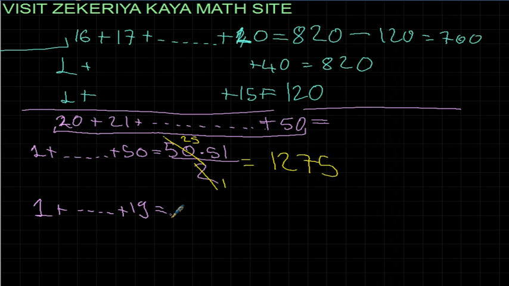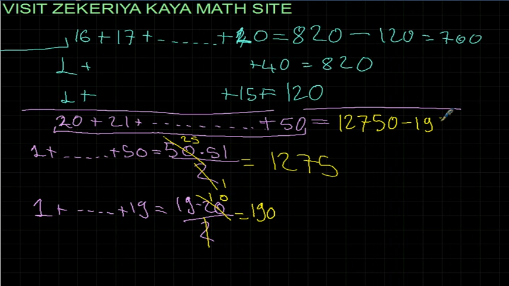So how do we calculate? 19 times 20 over 2. 2 and 20 simplify each other. We have 10 here. 19 times 10, 190. So the final result, 1275 minus 190.